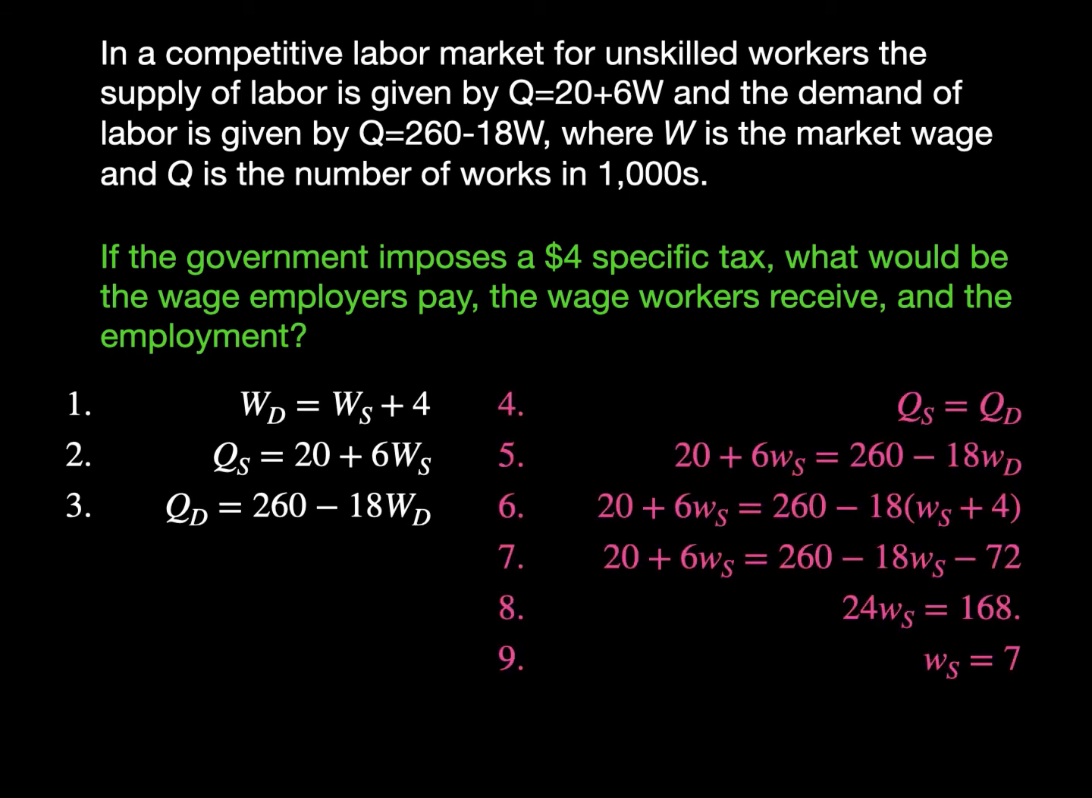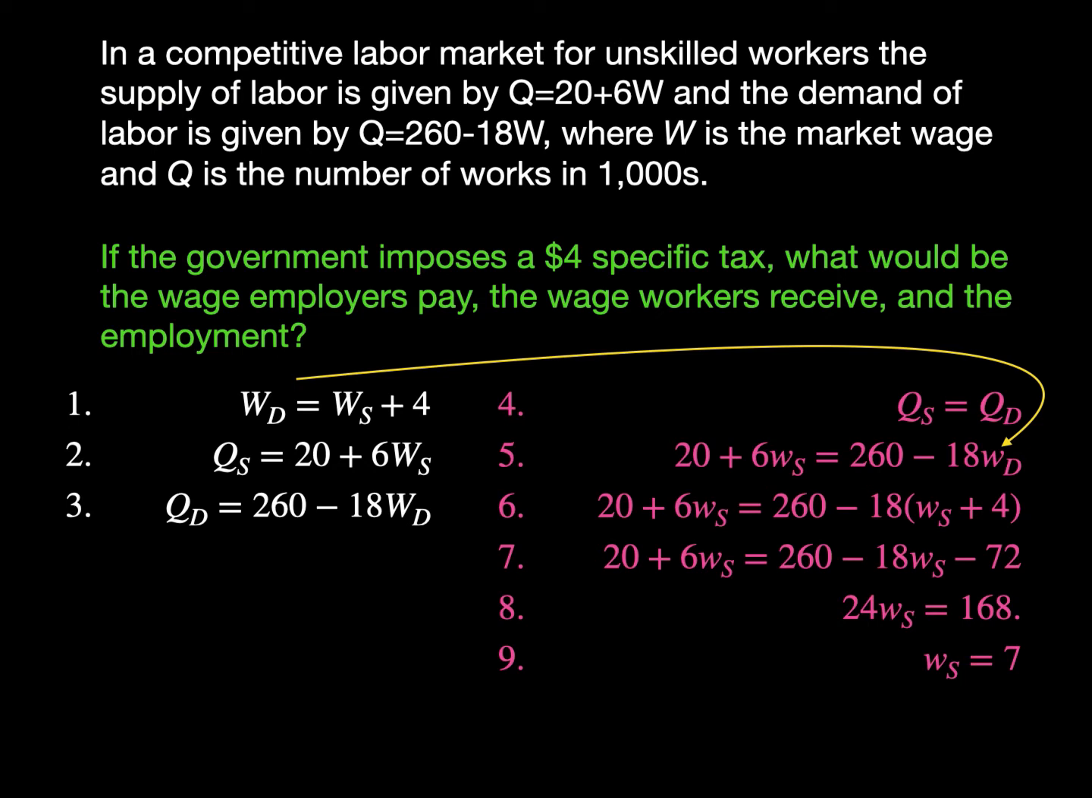To solve for the wage workers receive, we start off setting quantity supplied equal to quantity demanded. The problem now is that WS and WD are different. If we substitute equation 1 into equation 5 for WD, we get equation 6, which has both equations written in terms of WS. This enables us to combine terms. So when solving the three equations for the three unknowns in the tax problem, we can substitute the tax wedge equation for WD so that we can combine terms and solve for WS. Doing this, we get that the wage that workers receive is $7.